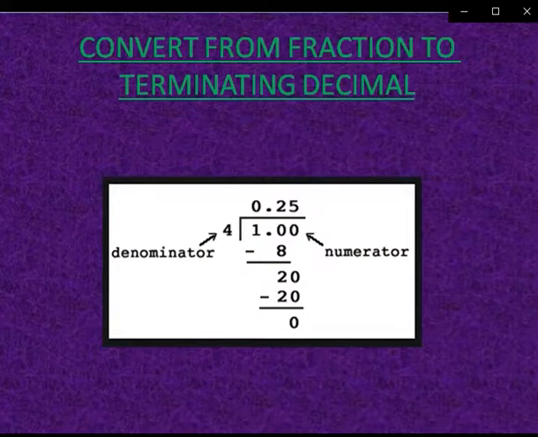Now, if we want to make some operations, how do we convert from a fraction to a terminating decimal? If you have the fraction 1 over 4, how can I convert it to a terminating decimal? Here I will apply long division. I will divide the numerator 1 by the denominator 4. With long division, the result is 0.25. So this is a terminating decimal.